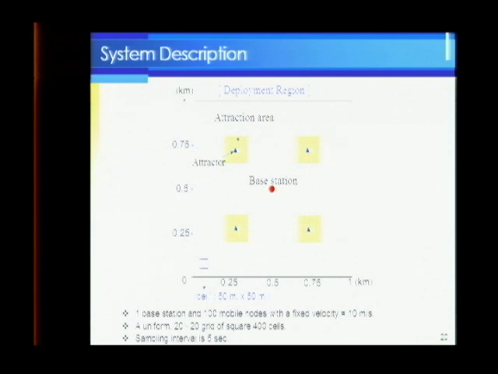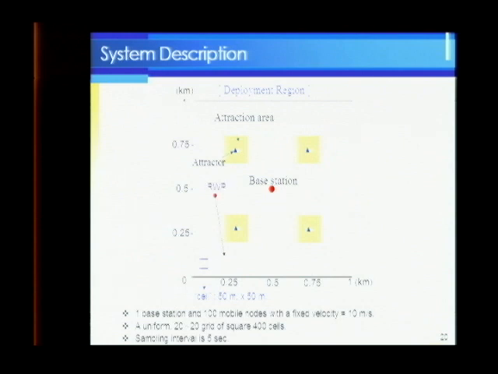In this case, we have a fixed velocity of 10 meters per second. And the sampling interval, in other words, the interval to make measurements, is about 5 seconds. So in 5 seconds, a node moves 50 meters, which is the size of one cell. So roughly, a node moves about one cell in one iteration. This is good because if the node were moving negligibly within the cell, then you'd be creating a lot of redundant measurements. So this is a good choice of the sampling interval with respect to the cell size.